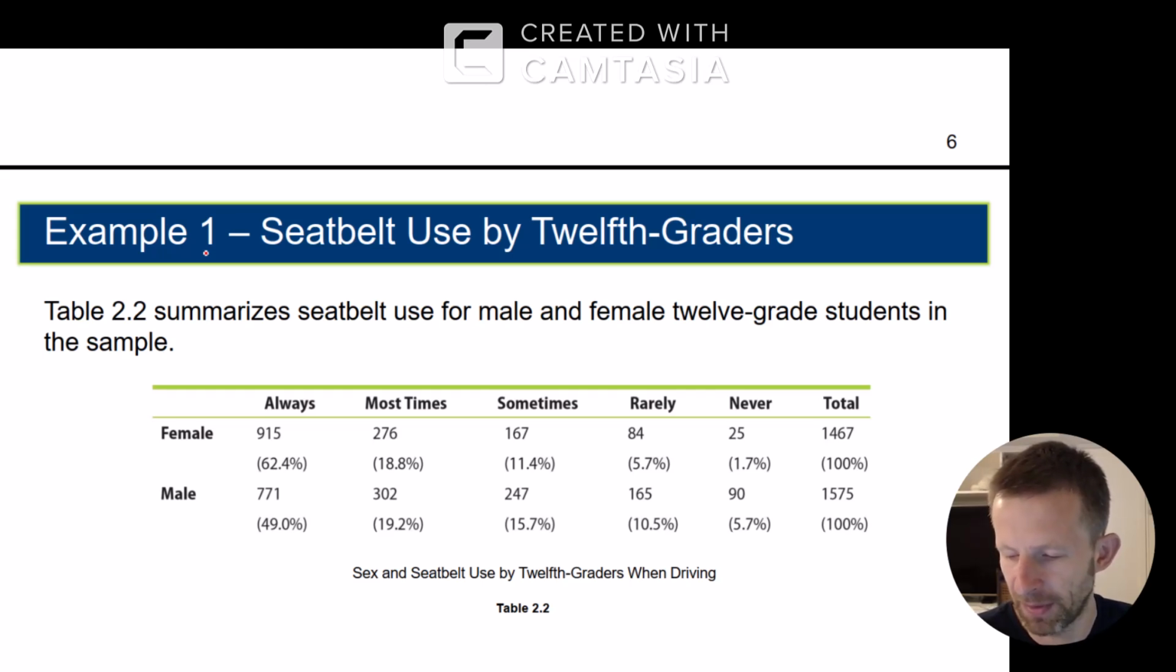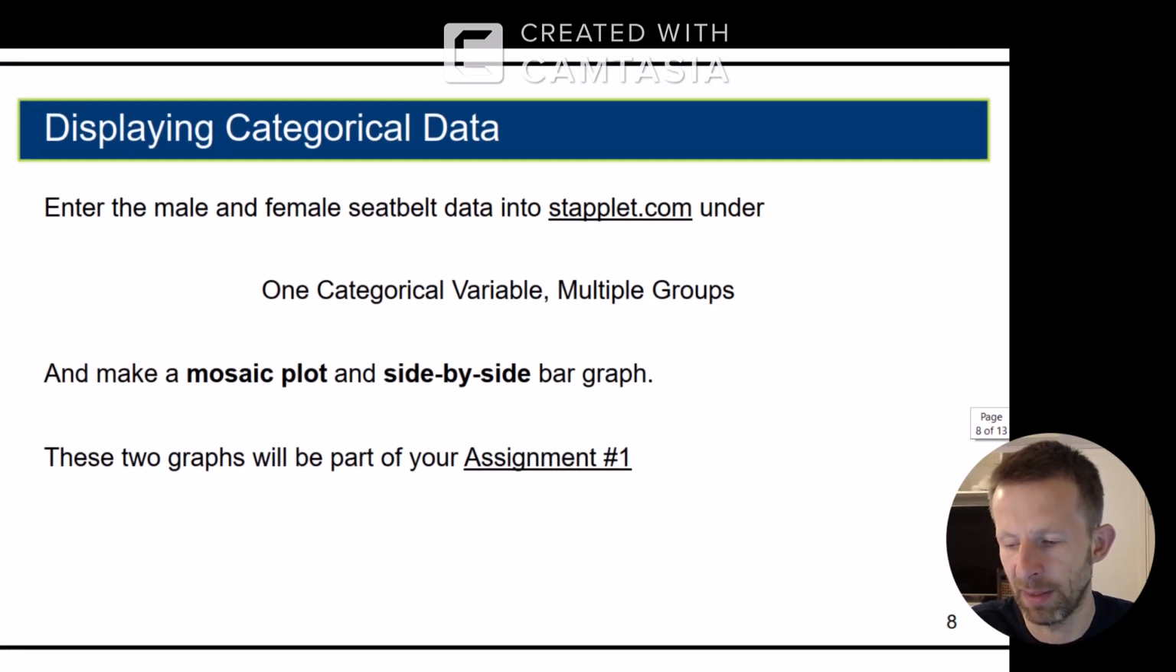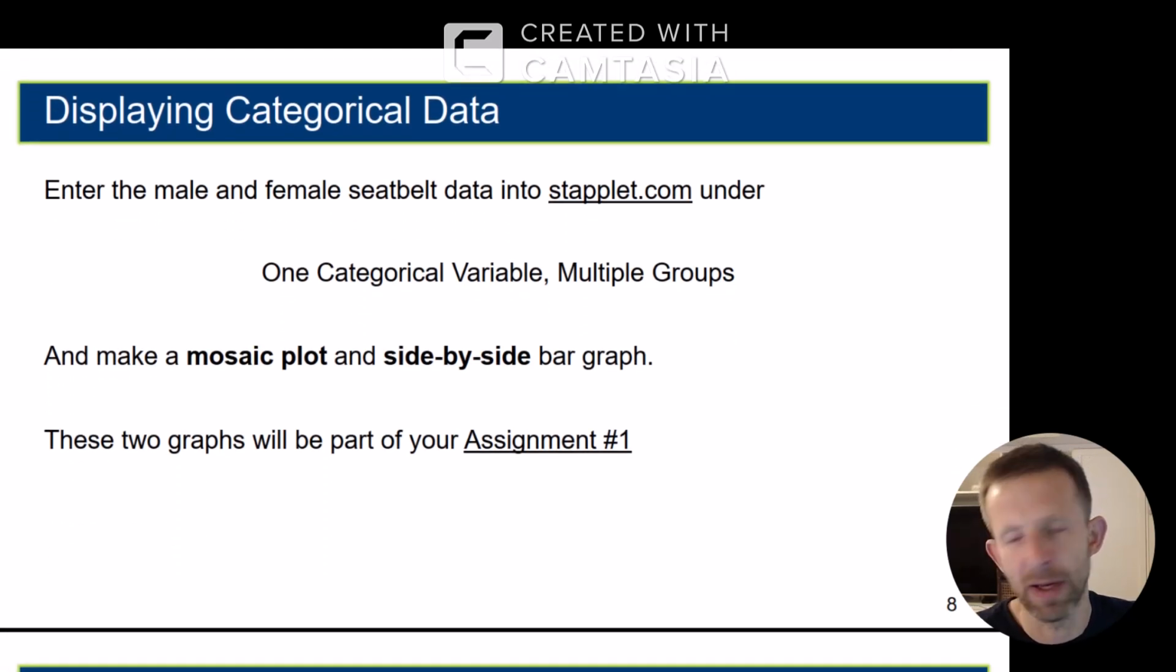Table 2.2 summarizes seatbelt use for male and female 12th grade students in the sample. So we want to know if there's a relationship between someone's gender and the frequency of wearing a seatbelt. So we want to enter the male and female seatbelt data into Stapplet.com. So now we've got multiple groups. We still have one categorical variable, and now we're dealing with multiple groups. We want to make a mosaic plot and a side-by-side bar graph of the two.